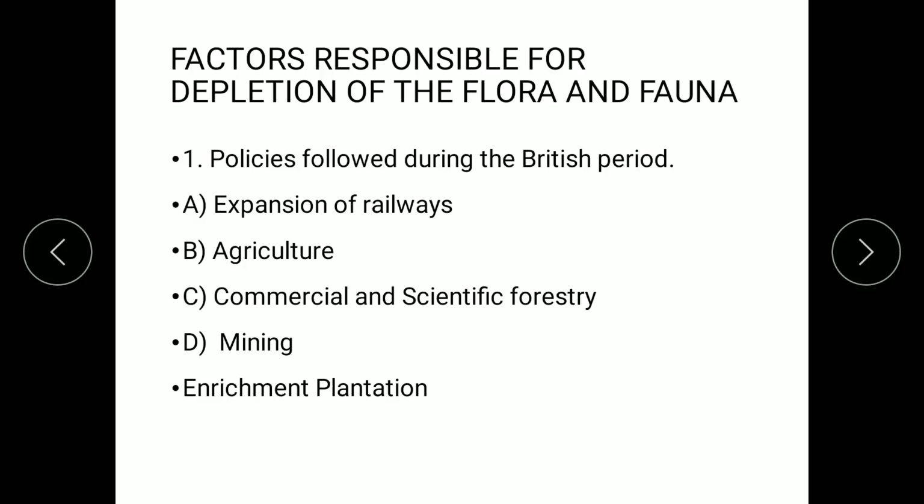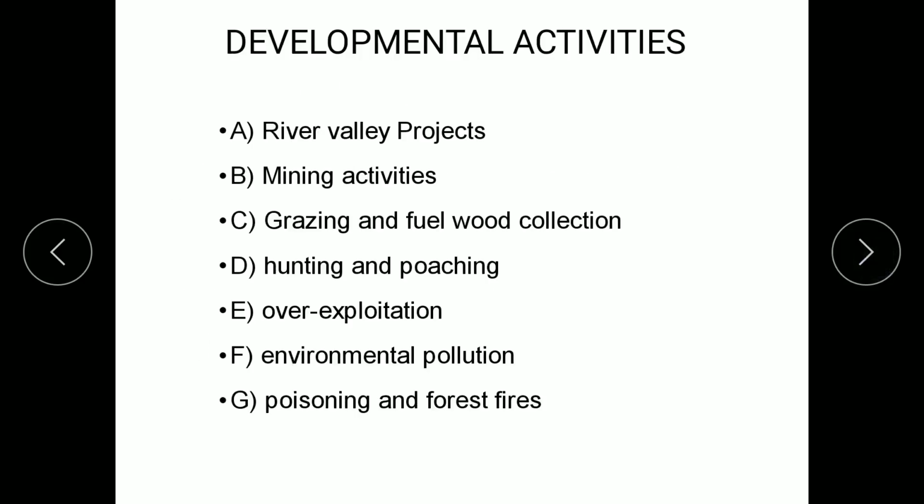A lot of forest was cut by the British to use for making ships and railway sleepers. Development at present, after independence, includes river valley projects, meaning multi-purpose dams, so much land is coming under water. Mining activities are going on in different parts of the country, different types of mining activities. As a result, there is depletion of flora and fauna.